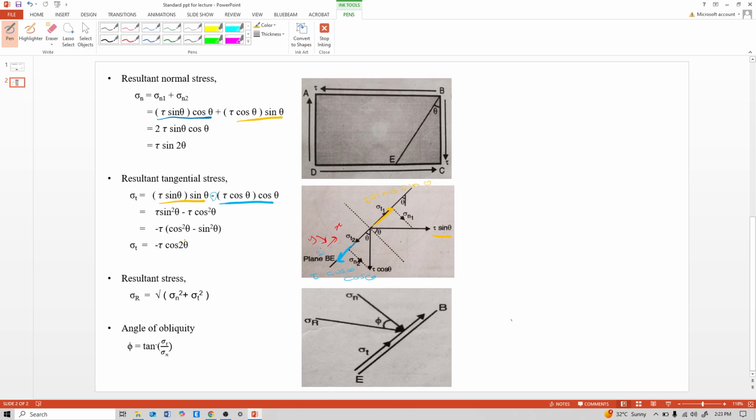Next is resultant stress. We all know that the resultant of the normal stress and the tangential stress is called the resultant stress. This is the normal stress, this is the tangential stress, and this is the resultant stress. It is denoted by sigma r is equal to square root of sigma n square plus sigma t square.